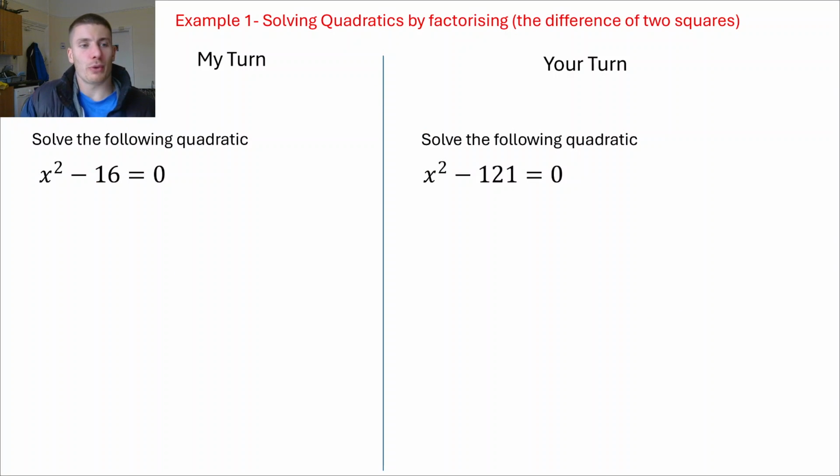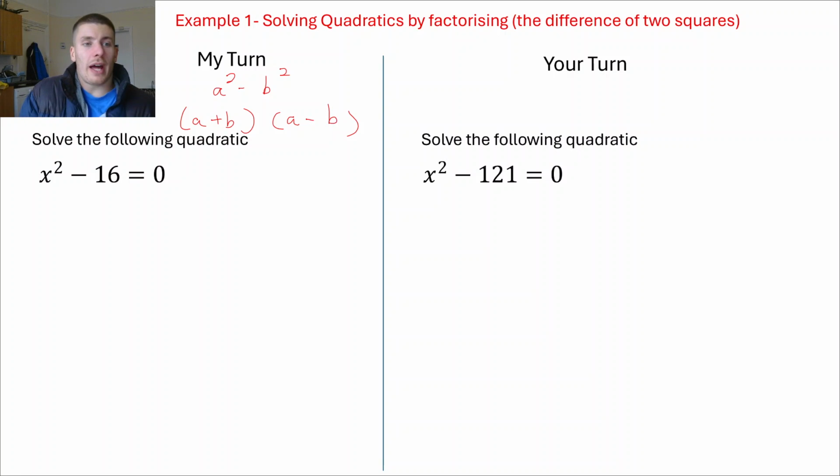So solve the following quadratics. The first one, again, you've got to be able to recognize that these are both in the form a squared take away b squared. So you've got a square number, in this case x squared, take away another square number, which means it's going to factorize to go into a pair of double brackets, where you take the root of the first number and you plus on the root of the second number, and you take away the root of the second number.